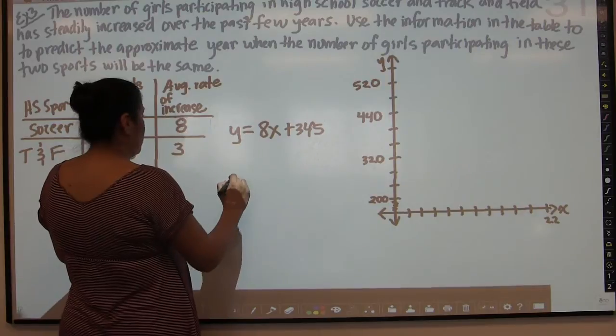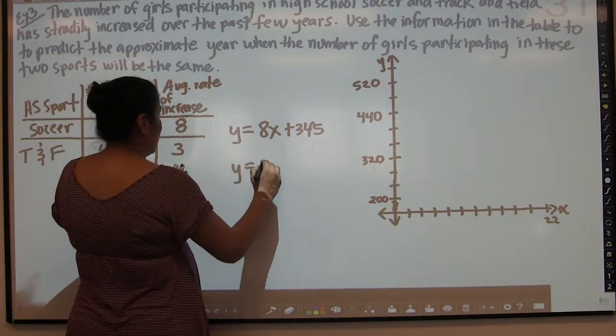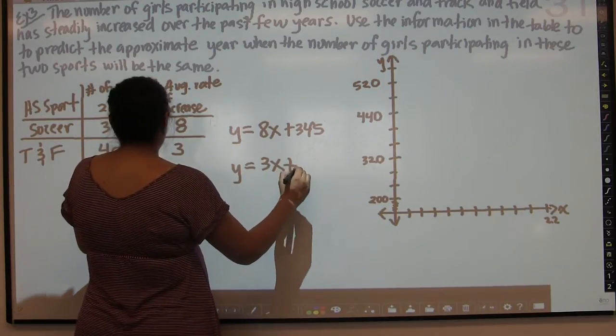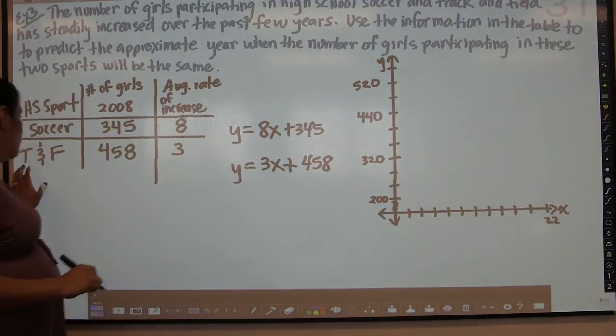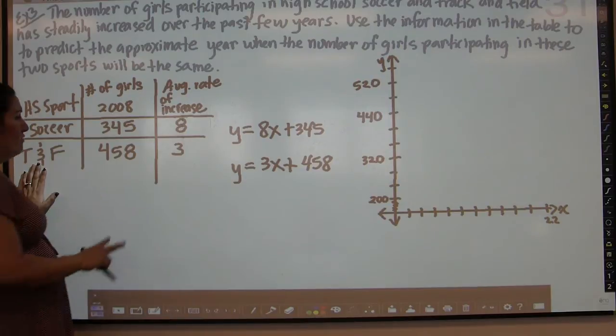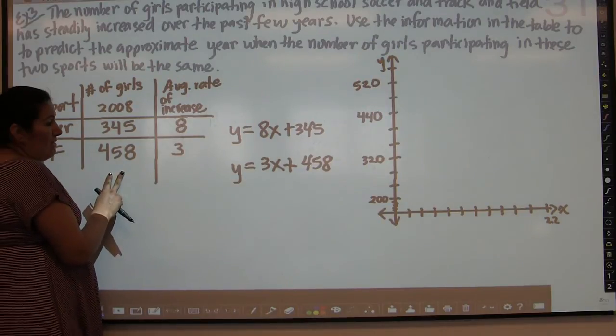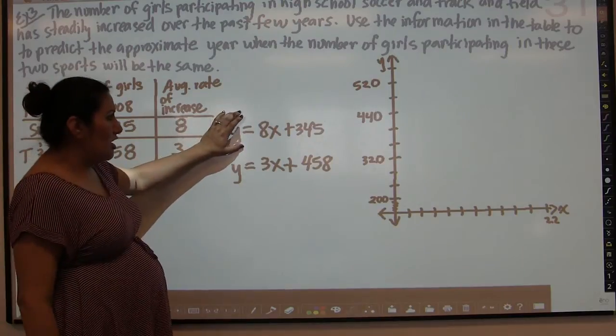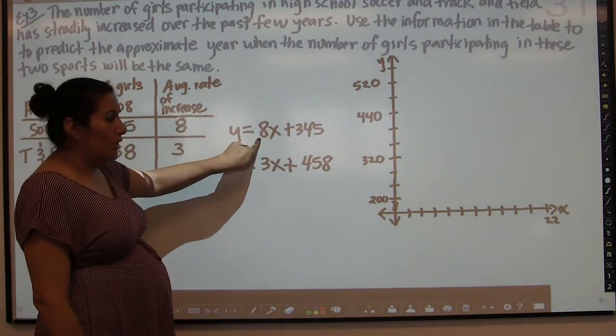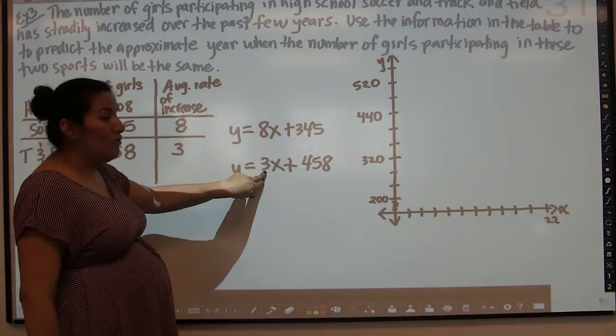The second equation would then be y equals 3x plus 458, because in the case of track and field, which is what the TNF stands for, you're starting with 458 girls, and then you're adding 3 every year. So in the first case, you're starting off with fewer, but you're adding more per year. Here you're starting off with more, but you're adding fewer per year.